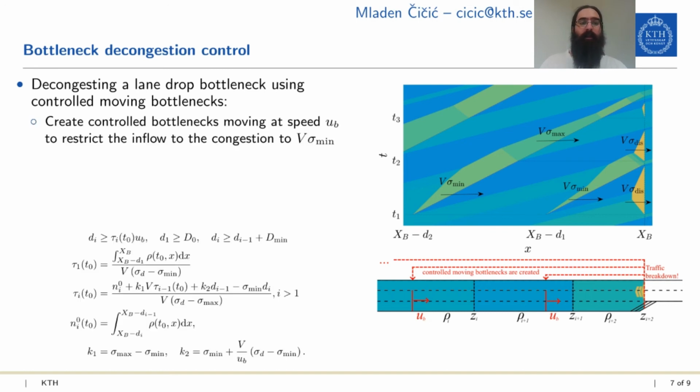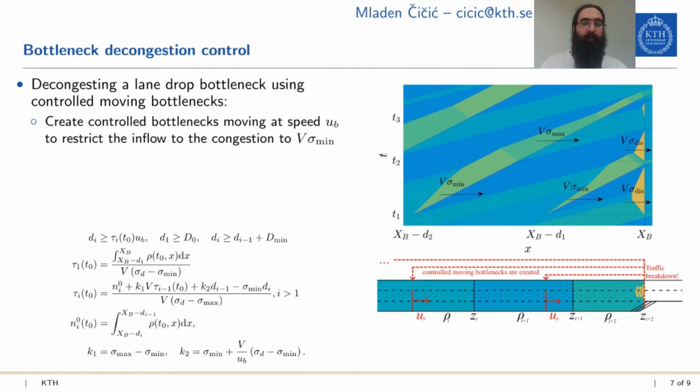breakdown. Instead, we create controlled moving bottlenecks at some positions, moving at some predefined speed, and use them to restrict the inflow into the congestion downstream of them. So each of the moving bottlenecks that we create is only looking at congestion downstream of it. So the first one will be looking at the lane drop, then the second one will be looking at the congestion left in the wake of the first controlled moving bottleneck, and then so on.